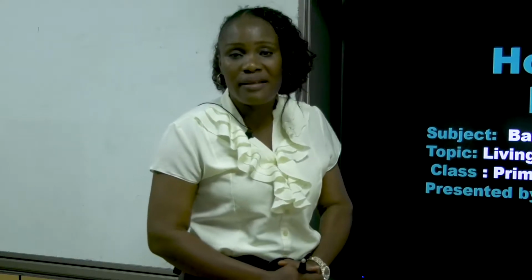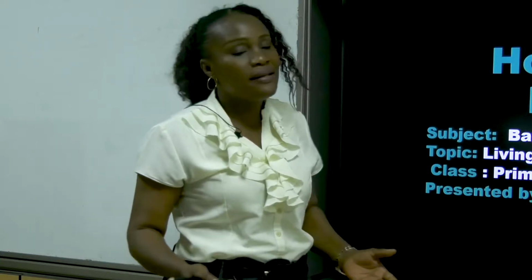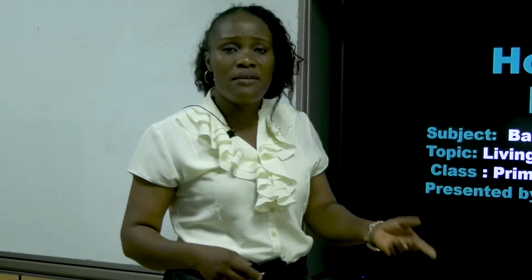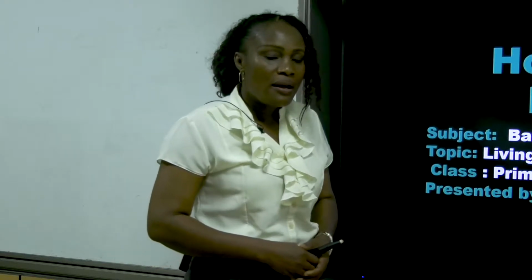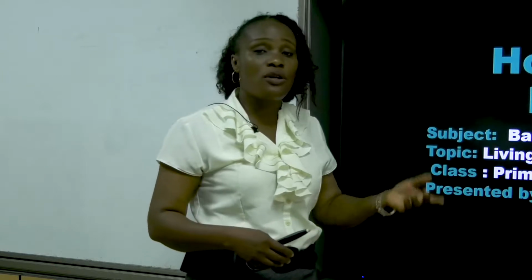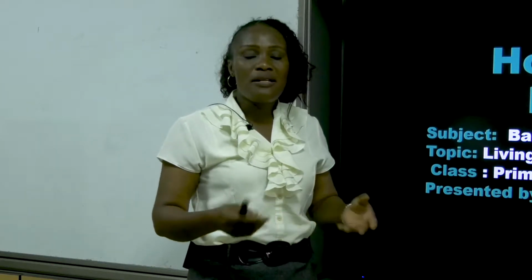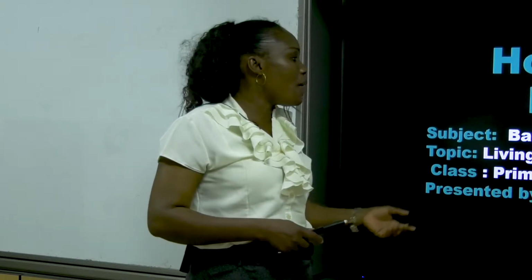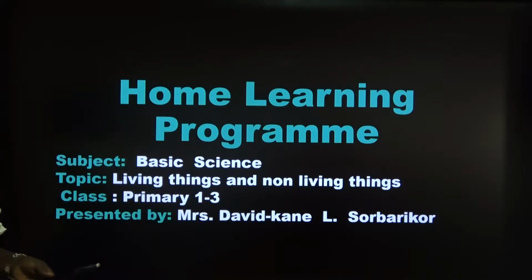In our society or environment, we have so many things or objects around us. Some can be living, while some are non-living. Objects like stone, human beings, and animals are all things in our society. So, our topic today is living things and non-living things.